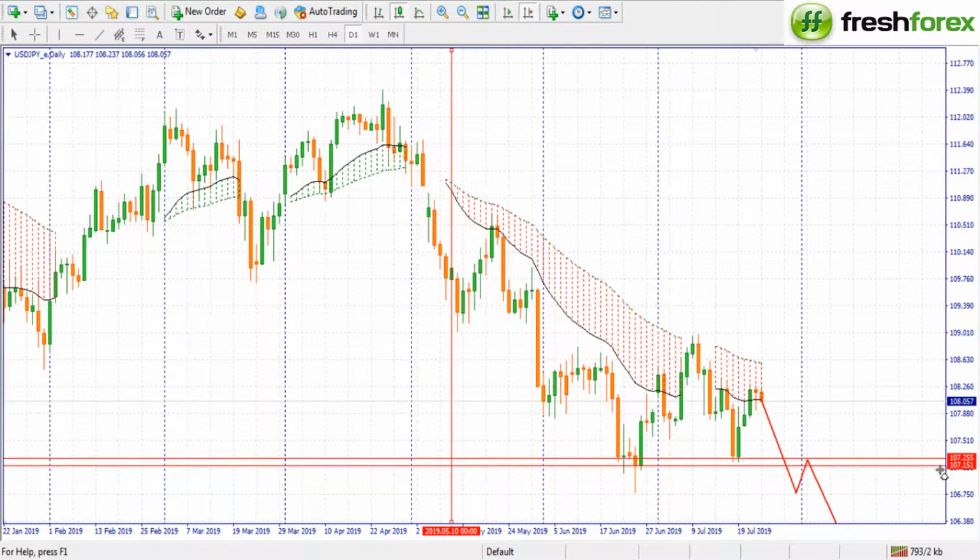If you're looking at this chart, you better be looking for a sell, especially if price goes below this level here, 107. Price goes below 107.259 and 107.158. If price goes below those levels, we'll be looking for a trade in that direction. So that's according to the daily.